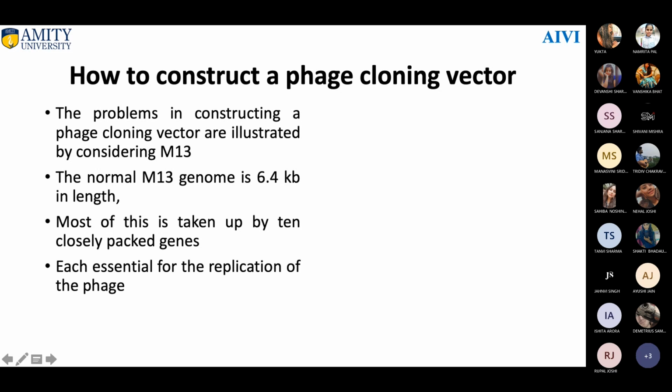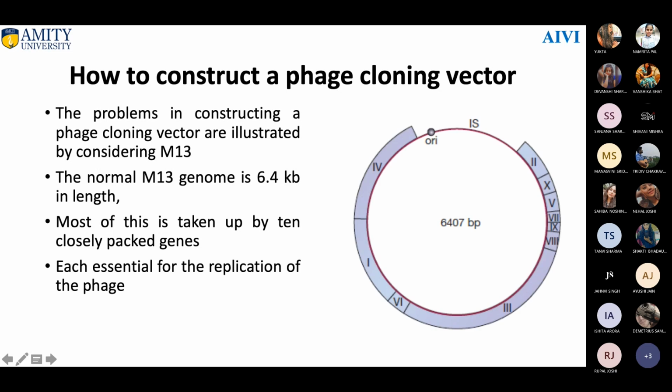Then, to construct these, the problem in constructing a phage vector is illustrated by considering M13. M13 is a phage virus. The M13 genome is 6.4 kilobases in length, so it is a very small virus by genome size, whereas the lambda phage is quite large. Most of it is taken up by 10 closely packed genes. What are those genes? Gene 1, 2, 3, 4. These are segregated, meaning they are not in sequence.